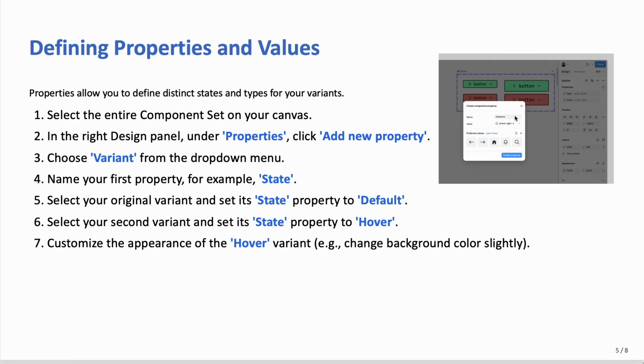After that, define the properties and the values. So guys, select the entire component in the right design panel and choose the variants. Name your first property, for example state, select your original variant and set the state property to default. Select your second variant and set the state property to hover. Customize the appearance of the hover variant.